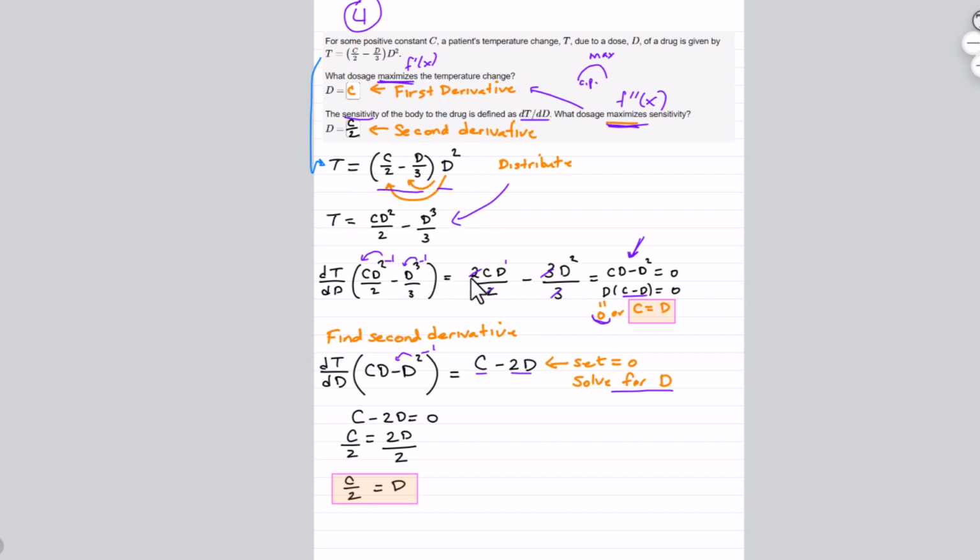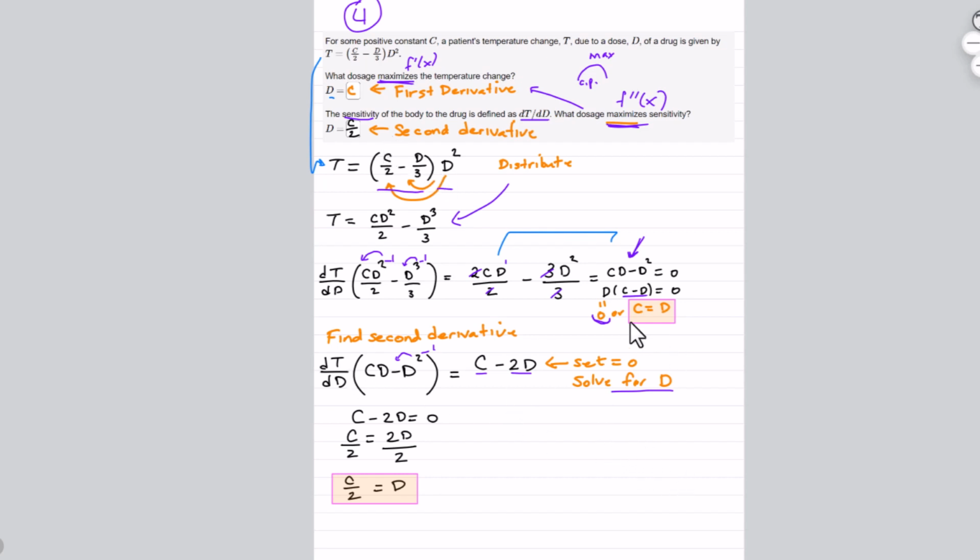And then I set this equal to 0. Well, I'm sorry, I take the derivative of it. So the 2 comes down, those are going to cancel, subtract 1, the 3 comes down, the 3's cancel, subtract 1, and then I set just this top piece here equal to 0. In this case I need to solve for D, and I get my answer of C.